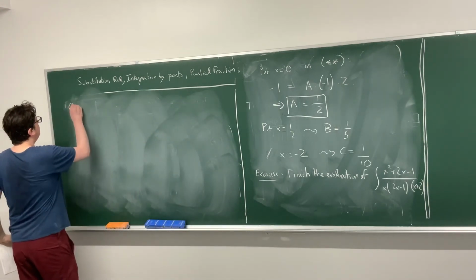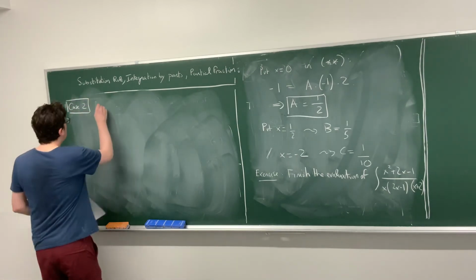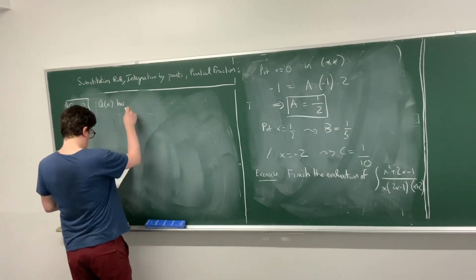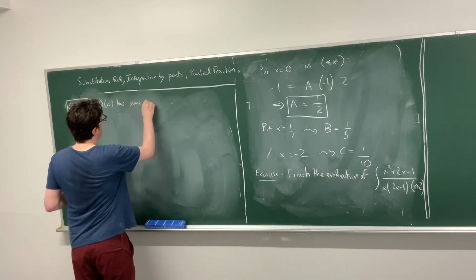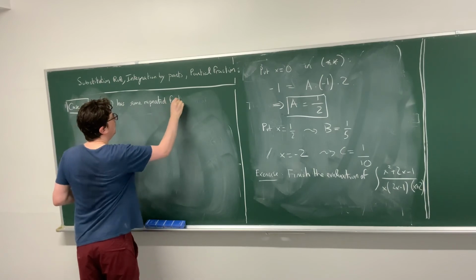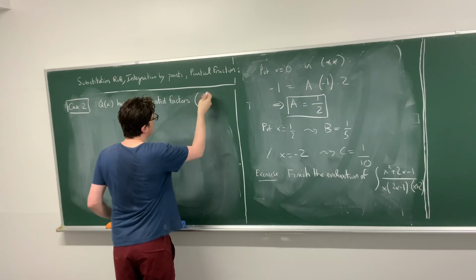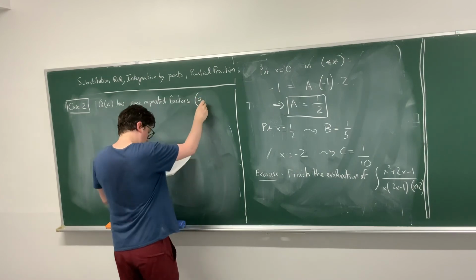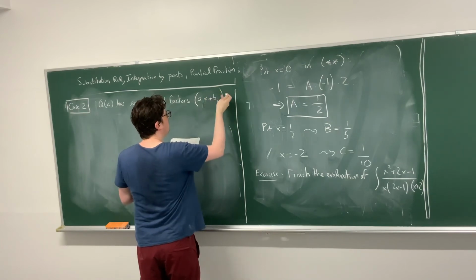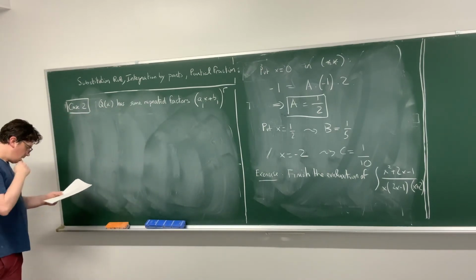Case 2. Case 2: q of x has some repeated factor of the form of a linear factor. So something like a1x plus b1, but not to the power 1, but to some power, power r. Okay?